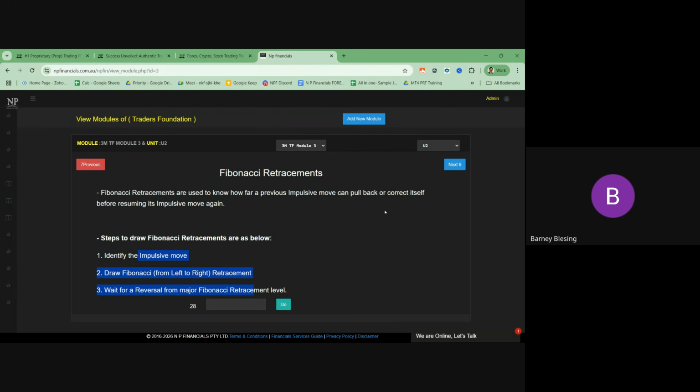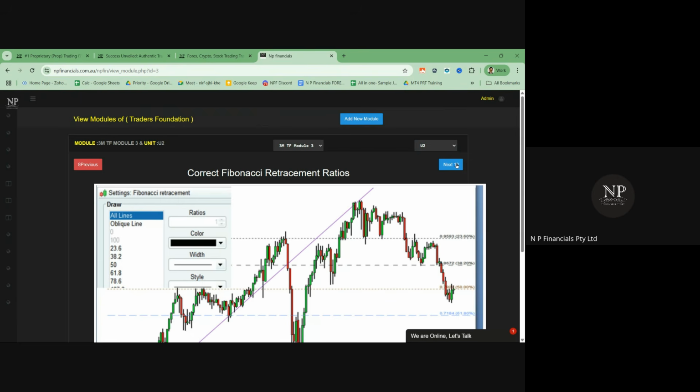I've seen Fibonacci before, and I always wondered where you draw it from. That is why we draw it from the impulsive move. Let me show you.